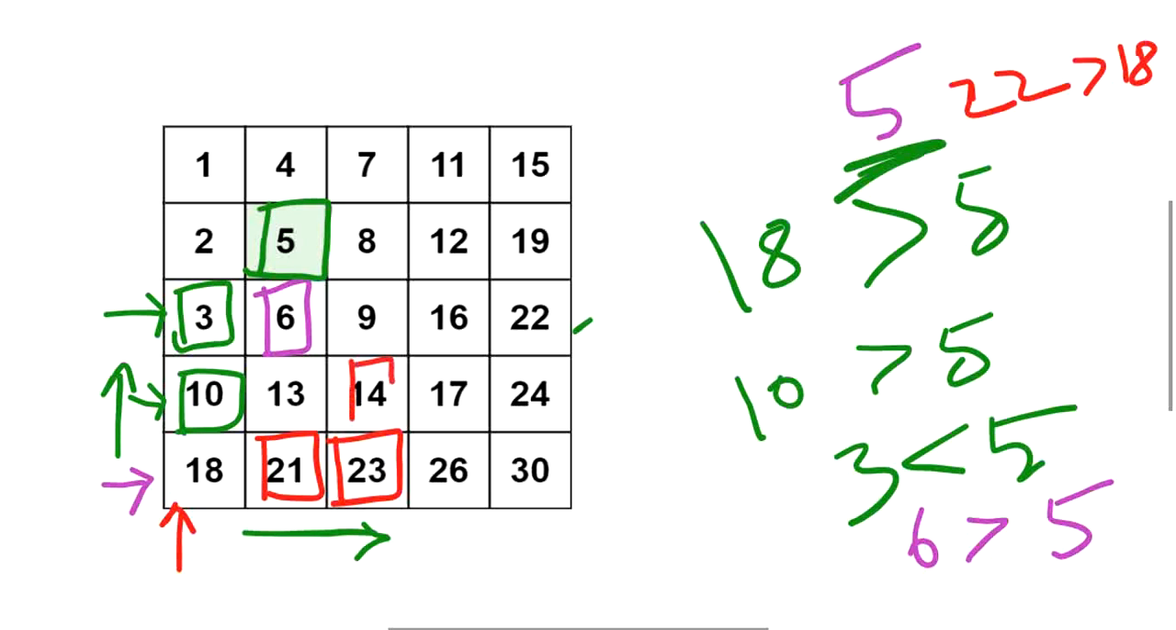So we fix it here at 14. 14 is less than 22, so if it is less than, we are going to move towards the right. And 17 is less than 22 again, so we move towards the right. So 24 is greater than 22, so we move up. And yes, we reached our target. We're going to return true. So this is how our algorithm is going to work. So let's see the code now.